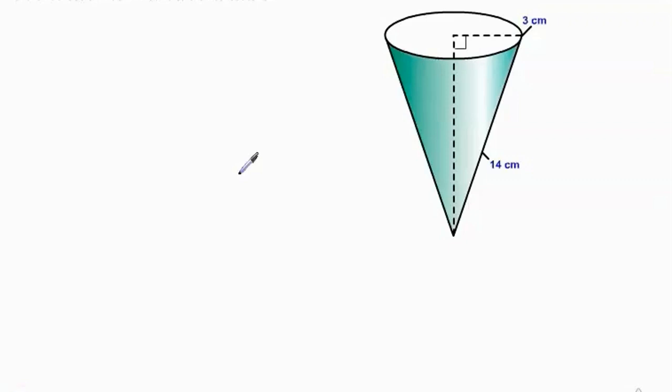Zoe is giving party hats filled with candy to guests at her birthday party. Use the drawing to determine the volume of the hat. Use 3.14 as pi. Round to the nearest tenth.